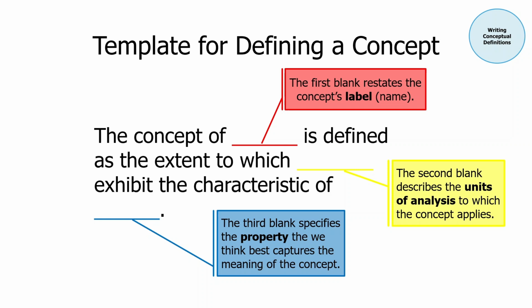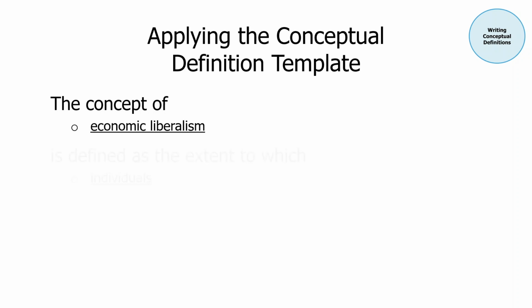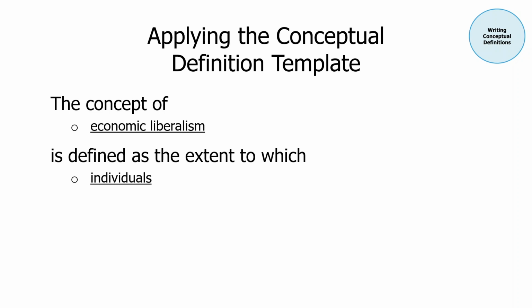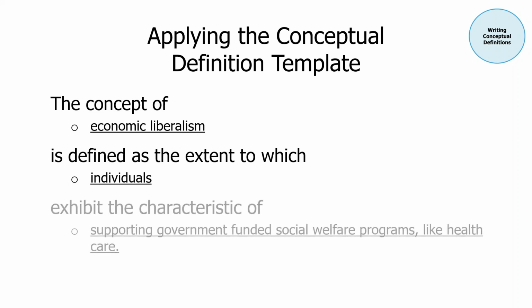The problem, or I guess an aspect of this, is that you can define the same concept with different units of analysis. We've been talking about liberalism, conservatism as attributes of people, but you can think of states. Some states are more liberal than other states. You can even think of some countries as more liberal than other countries. So we have to be clear about what units of analysis we're going to be measuring our concept with. The concept of economic liberalism, let's measure that dimension, is defined as the extent to which individuals, so in this telling, we're going to be measuring this on individual people using, say, survey data, exhibit the characteristic of supporting government-funded social welfare programs like healthcare.